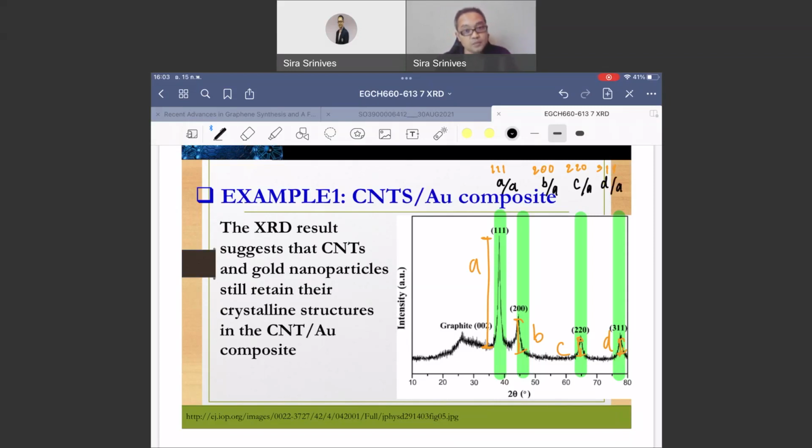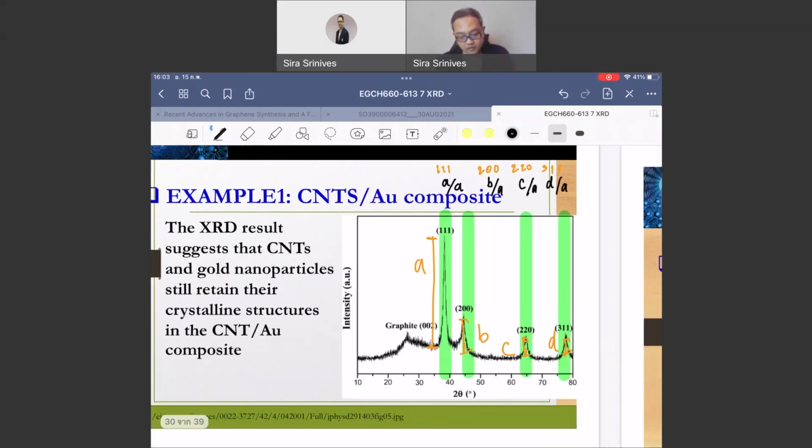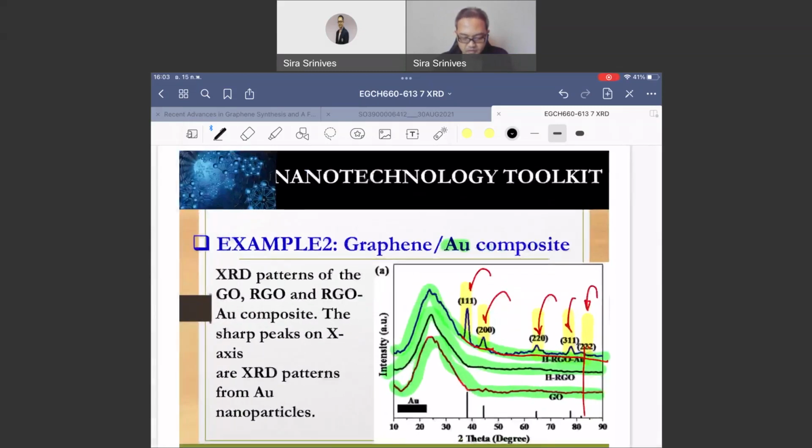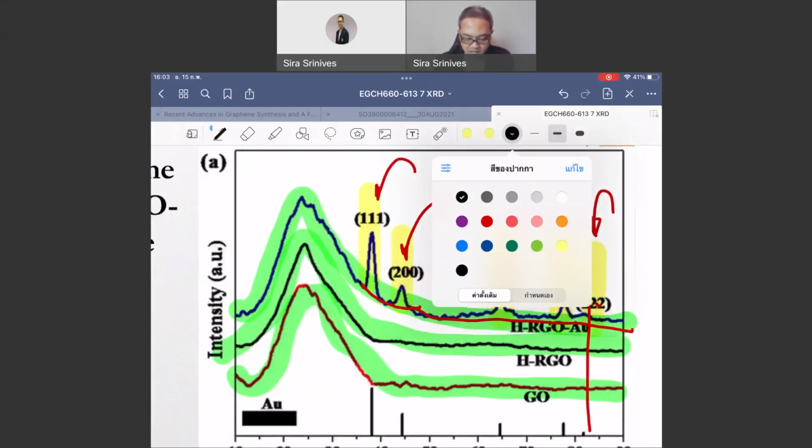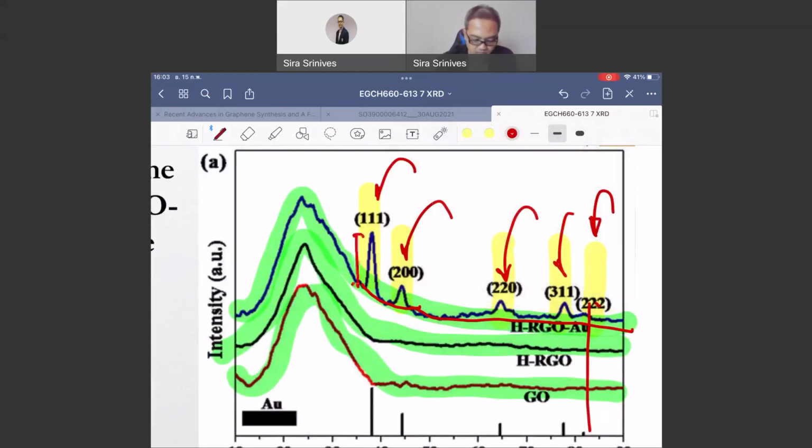You can do the same with the experimental result from the other curve. Let's say this is A prime, B prime, C prime, D prime, and E prime.